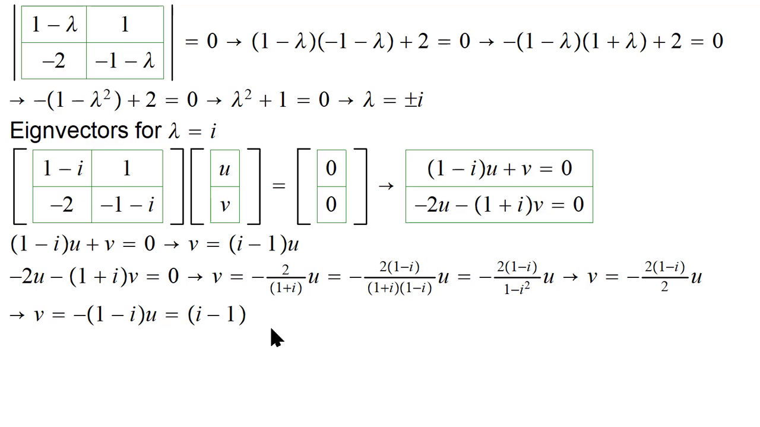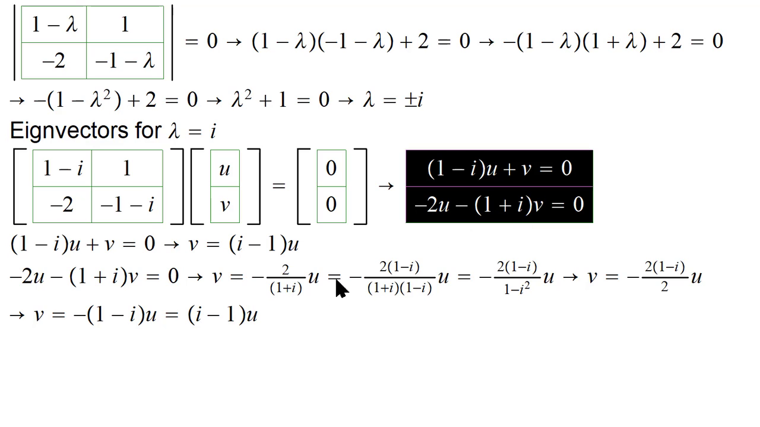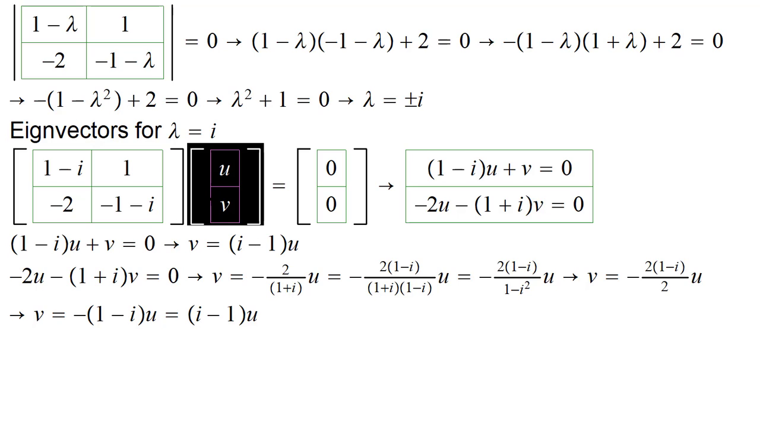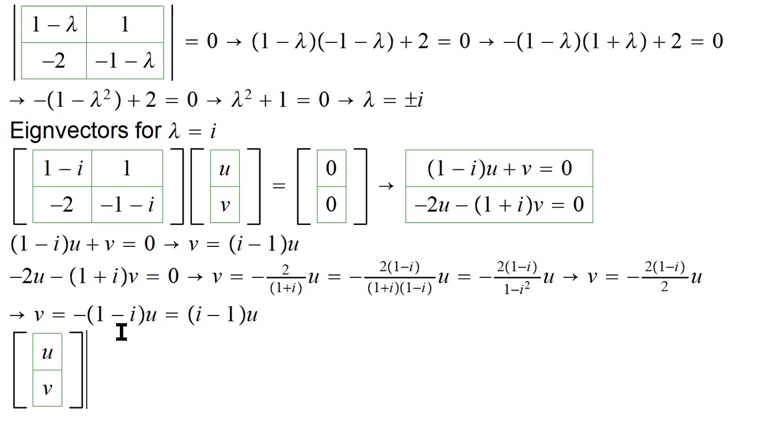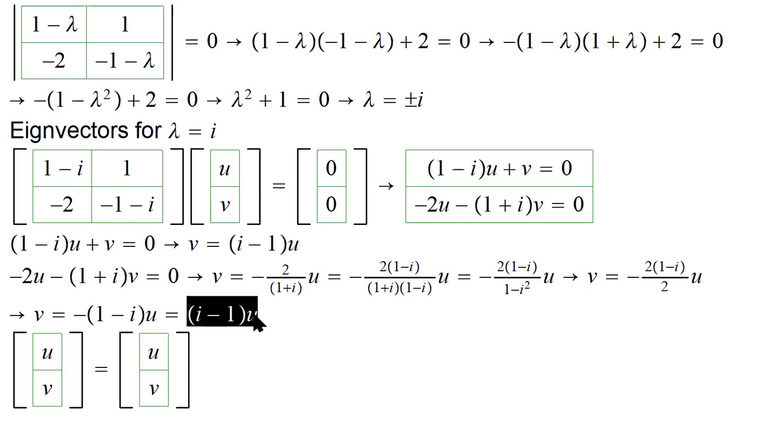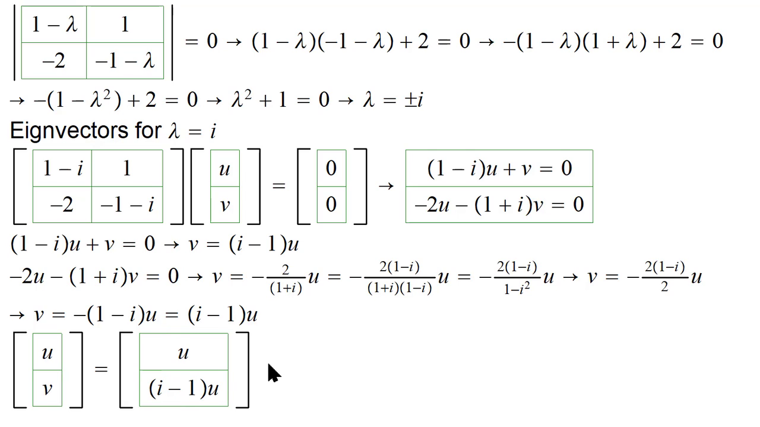So you can see both these rows are concluding in the same relationship between v and u. So if u, v is an eigenvector, then u, v equals u upstairs, and then i minus 1 u on the bottom, right?